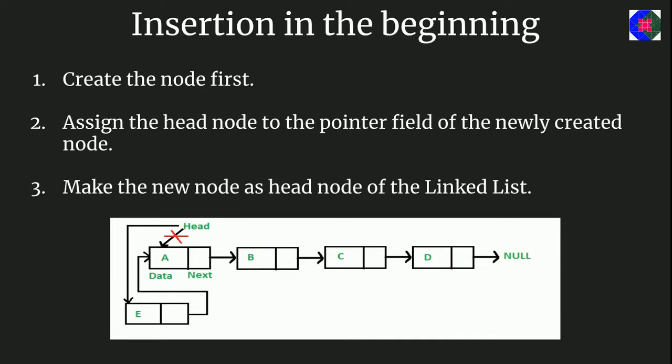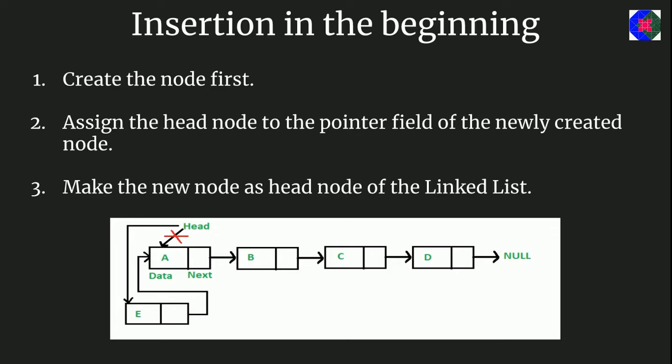For this, the required steps are: we first need to create a node, assign a value to the data field, then the pointer field of the newly created node will be assigned to the head node, and lastly the new node will be made as the head node of the linked list.